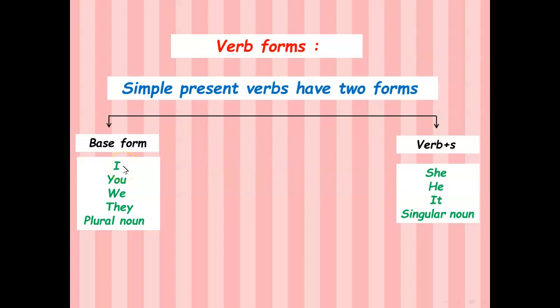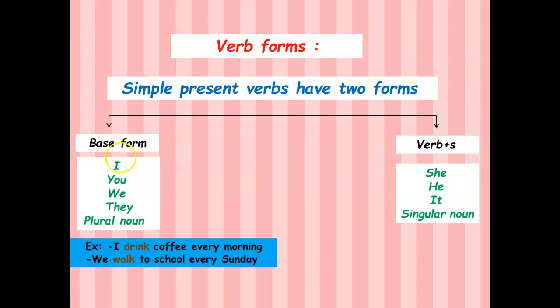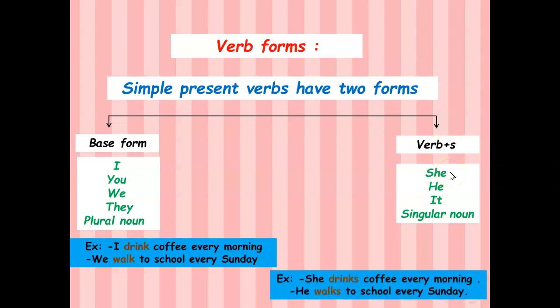I will give you examples to understand the base form and the verb plus s more. First of all, here we have: I drink coffee every morning. Here, I drink, the verb is in the base form. What do I mean by the base form? I didn't write I drinks. No, this is wrong. I said I drink coffee every morning. We walk to school every Sunday. Then the verb plus s: she drinks. I add s with the verb. She drinks coffee every morning. He walks to school every Sunday.